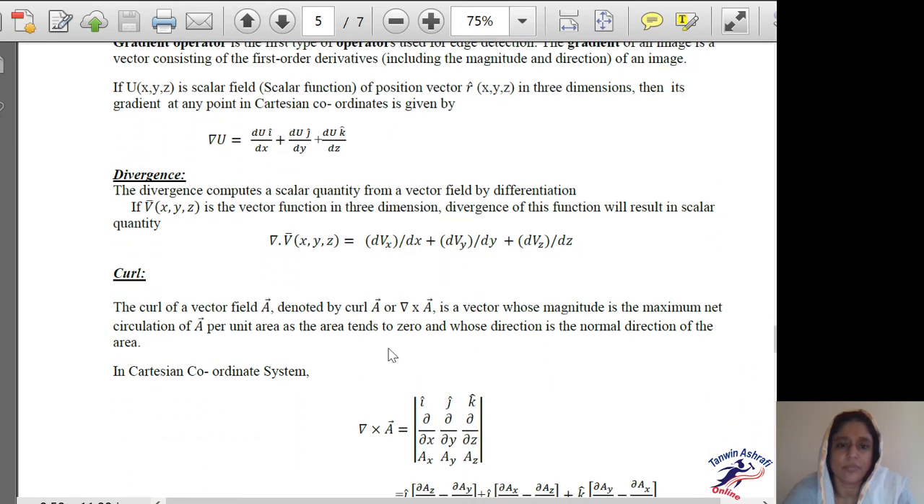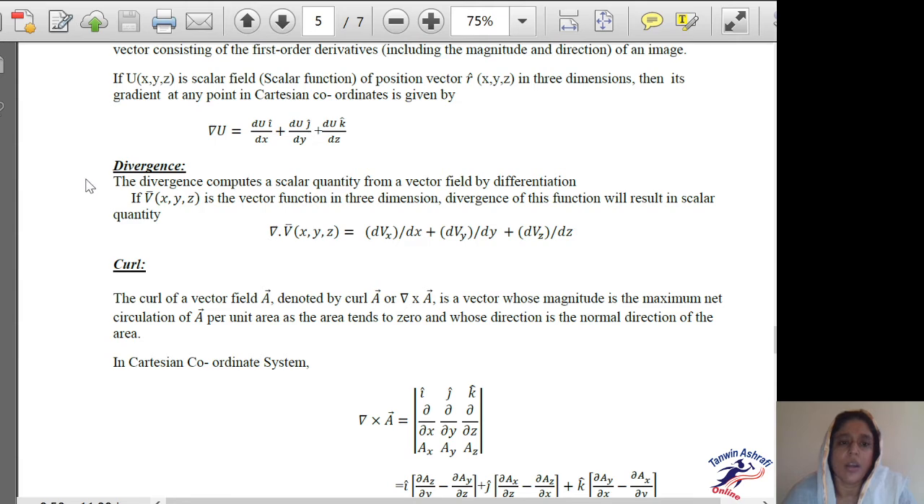Divergence. Divergence computes a scalar quantity from a vector by differentiation. Now, if v of x, y, z is a vector function in 3 dimensions, the divergence of the function will result in a scalar quantity like this. Divergence of vector v is equal to ∂/∂x of vx plus ∂/∂y of vy plus ∂/∂z of vz.